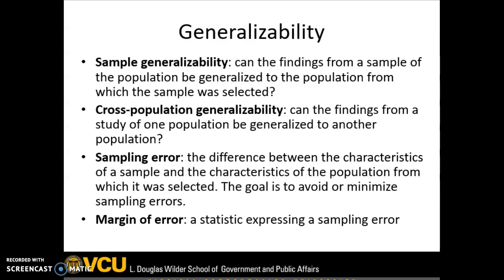Sampling error is the difference between the characteristics of a sample and the characteristics of the population from which the sample was selected. The goal of the researchers is to minimize sampling errors. Only a full census can completely eliminate sampling errors. Margin of error is a statistic that expresses a sampling error.